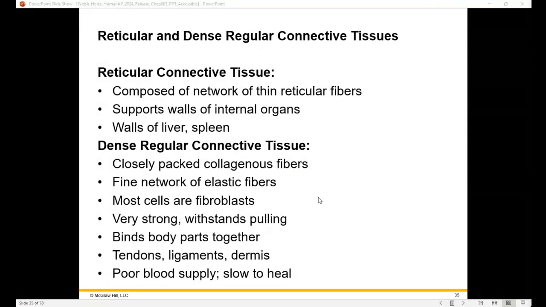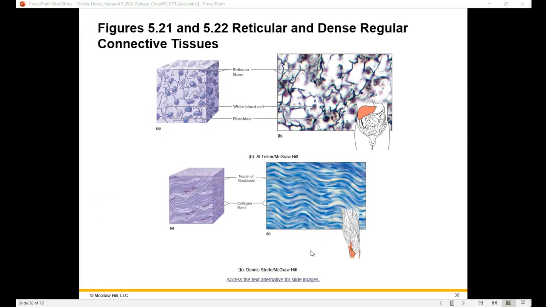Dense regular connective tissue. This has closely packed collagenous fibers, has a fine network of elastic fibers, and mostly the cells are fibroblasts. It's very strong and withstands pulling. It binds body parts together, like the tendons, ligaments, and the dermis. It does have a poor blood supply, so tends to heal slowly. At the top, you see reticular fibers or reticular connective tissue, and at the bottom, dense regular connective tissue.